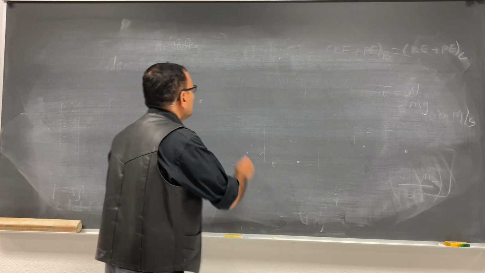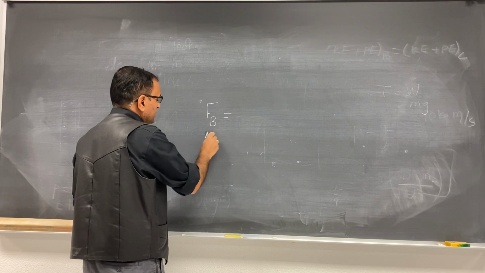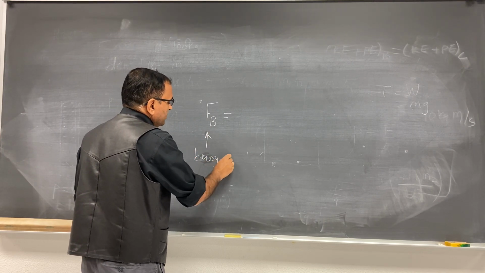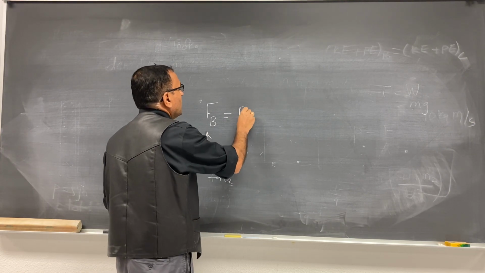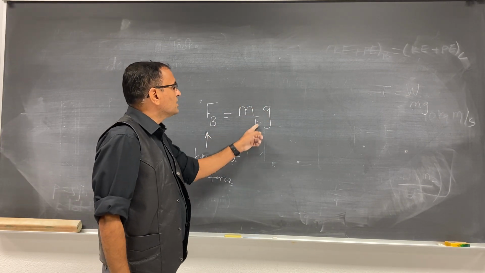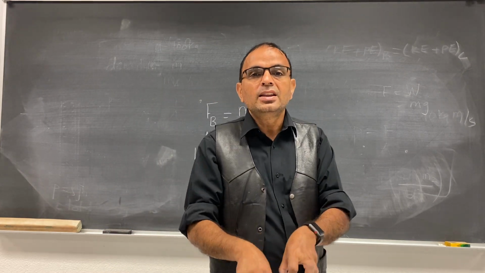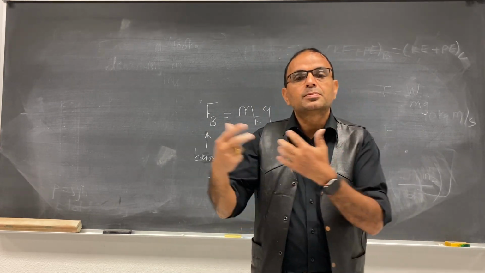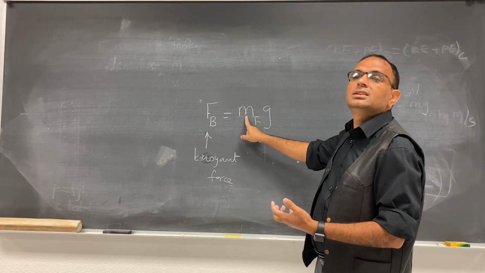If you want to calculate the buoyant force, you can write down the formula. F_B is the buoyant force. There are different ways to write the formula, so I can write down just one: m_f times gravity. What is this? This is the mass of the displaced liquid. If you immerse something in the liquid, that object displaces a certain amount of liquid. So m_f is the mass of the displaced liquid.